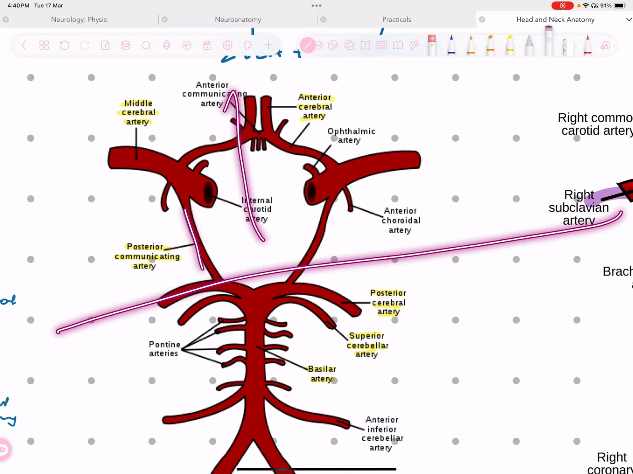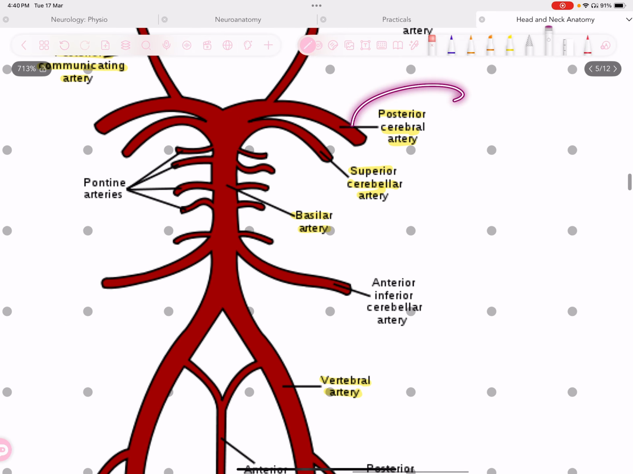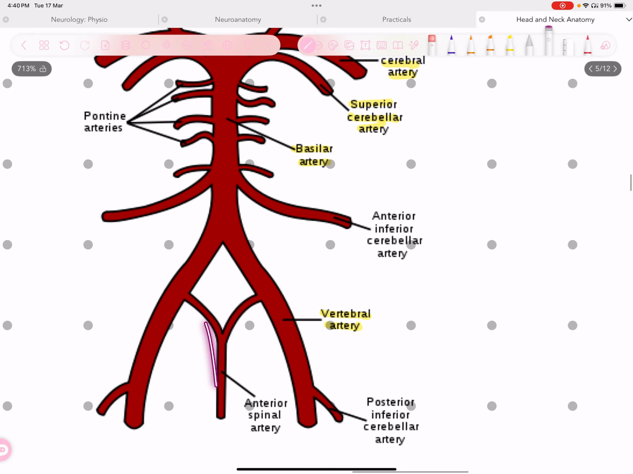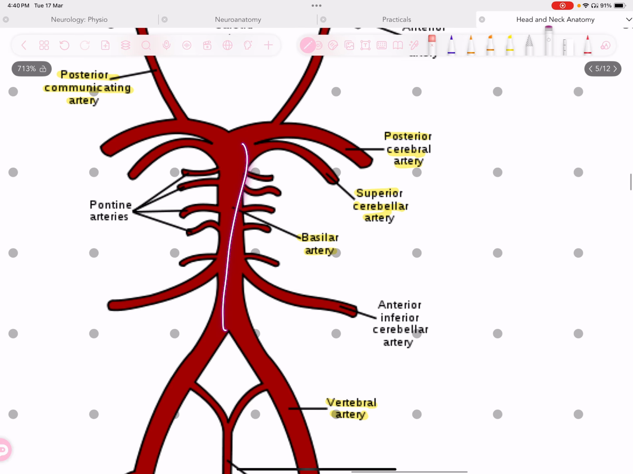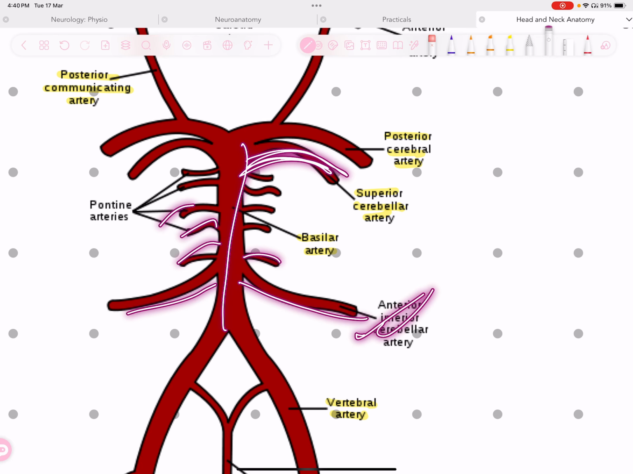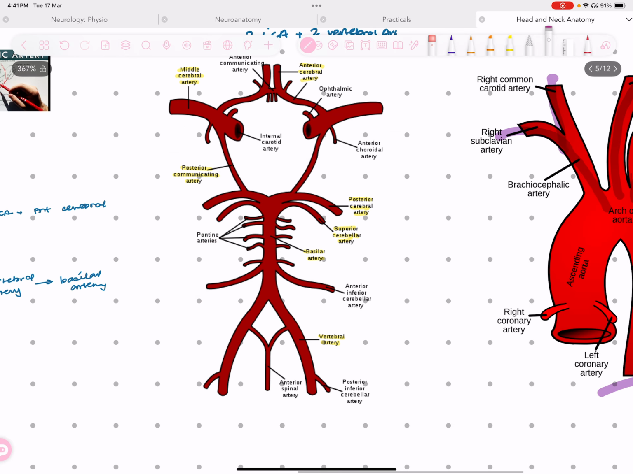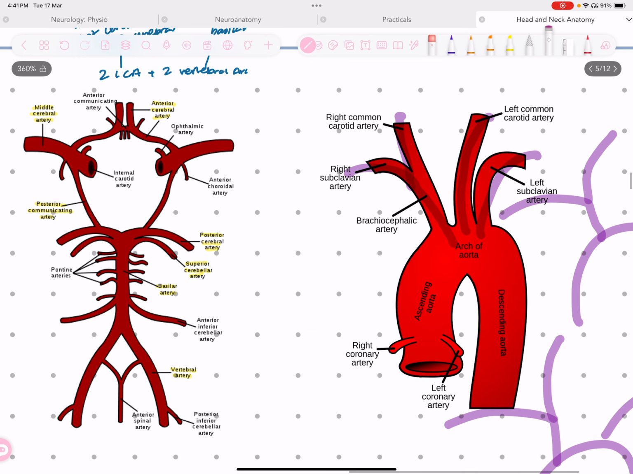So this is the first half. The second half, there we have the posterior cerebral artery. So the vertebral gives off the anterior spinal artery, it also gives off the posterior spinal artery. The vertebral also gives off the posterior inferior cerebellar, right? Then you have your basilar. Basilar gives off the pontine branches. It gives off the anterior inferior cerebellar. It gives off the superior cerebellar. So this is the superior cerebellar and this is the posterior cerebral artery. So this is the circle of Willis, very basic, right?